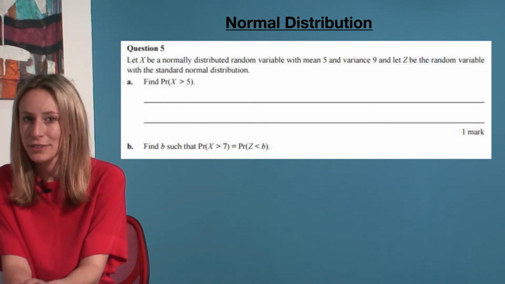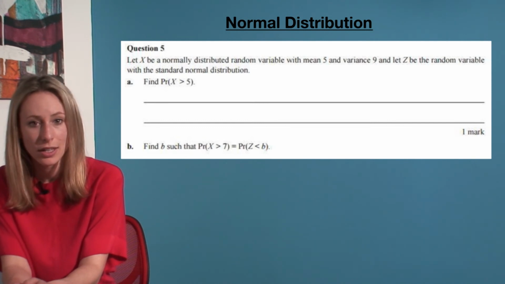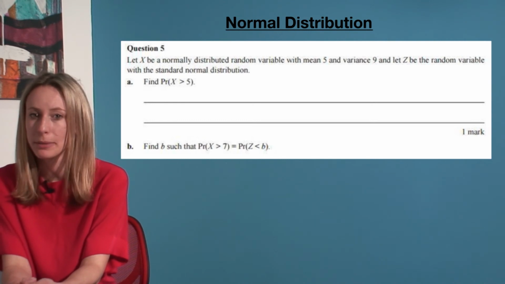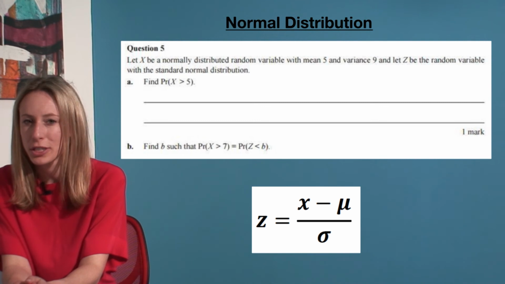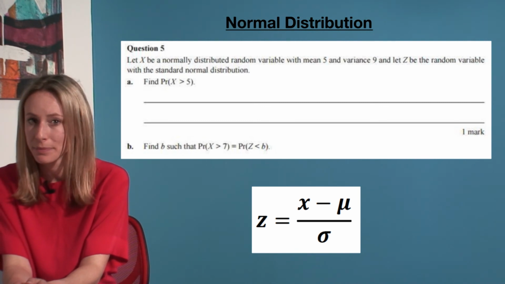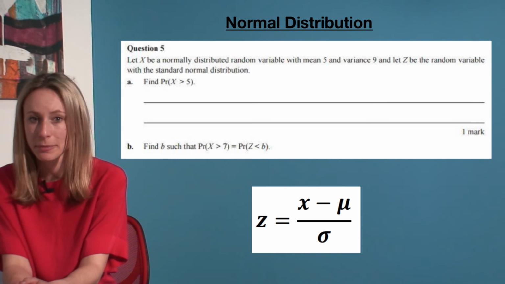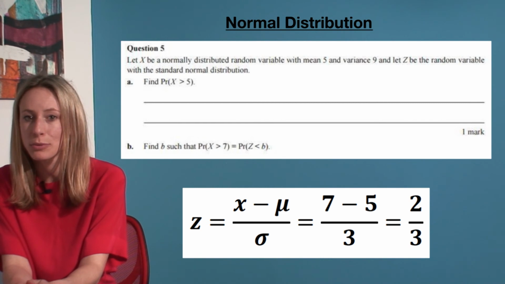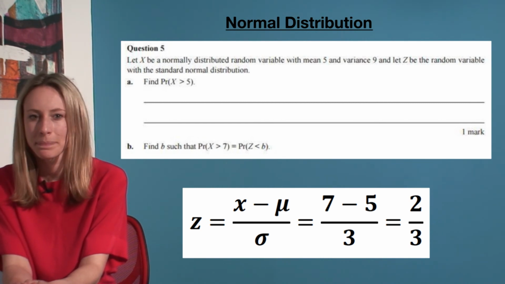Part B asks us to find the equivalent standardised value for the probability x is greater than 7, but at the other end of the distribution, for when the standardised value is less than b. First, we find the value of z that corresponds to the probability where x is greater than 7. So we use the formula z equals x minus mu all over sigma. X here is 7, the mean is 5, and sigma is the square root of the variance, which is 3, giving us 2 over 3.